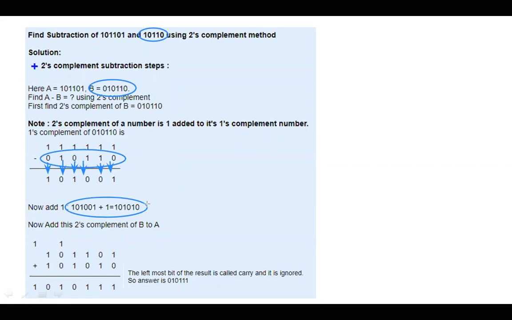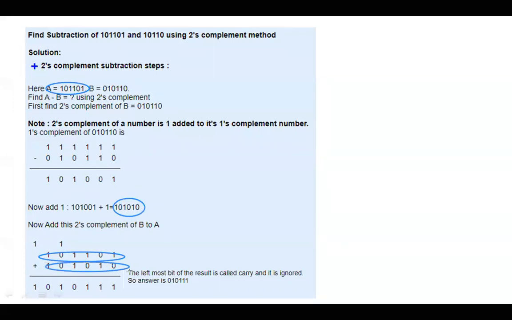Next step, we have to add a plus b. What is a? A is 1, 0, 1, 1, 0, 1. And what is b? Twos complement of b is 1, 0, 1, 0, 1, 0. Then we have to add both the numbers. 1 plus 0 is 1, 0 plus 1 is 1, 1 plus 0 is 1, 1 plus 1 is 0 with a carry.